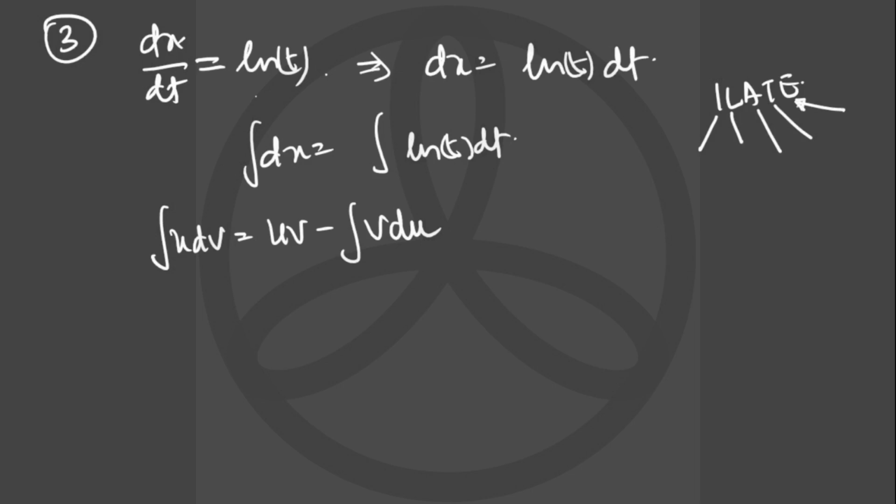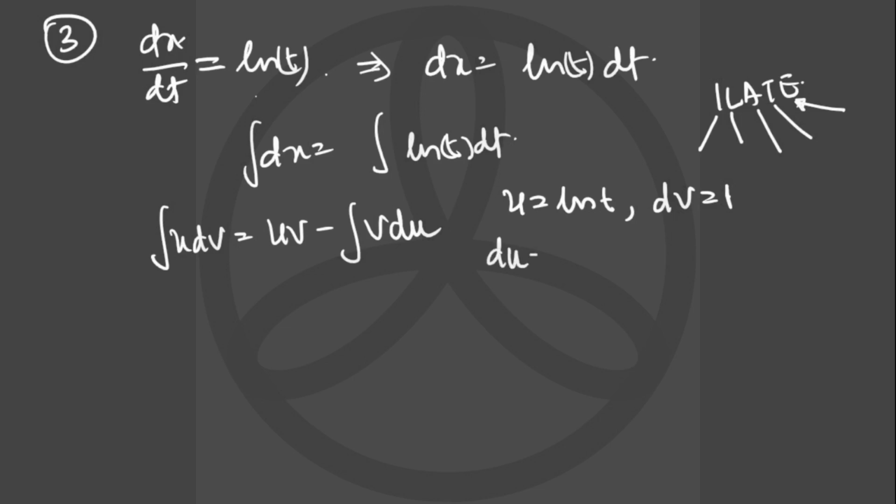We already have a logarithm function in this particular thing. So we select u as ln t, and therefore dv will be nothing but 1, because anything which is written in isolation is always a multiple of 1. So this is also a multiple of 1. So we have u is equal to ln t and dv is equal to 1, and both of these will be integrated or differentiated with respect to the variable, which is t.